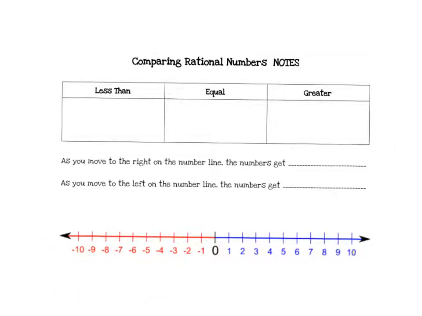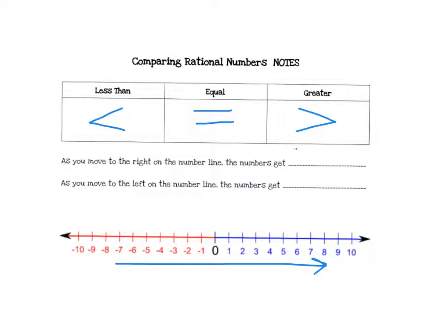All right, next up we are going to compare and put the rational numbers that we've been talking about in order. Anytime you're comparing numbers, we use those symbols that we've already been talking about in class: less than, greater than, or equal to. As you move to the right on the number line, the numbers always get bigger. And as you move to the left on the number line, the numbers are going to get smaller.